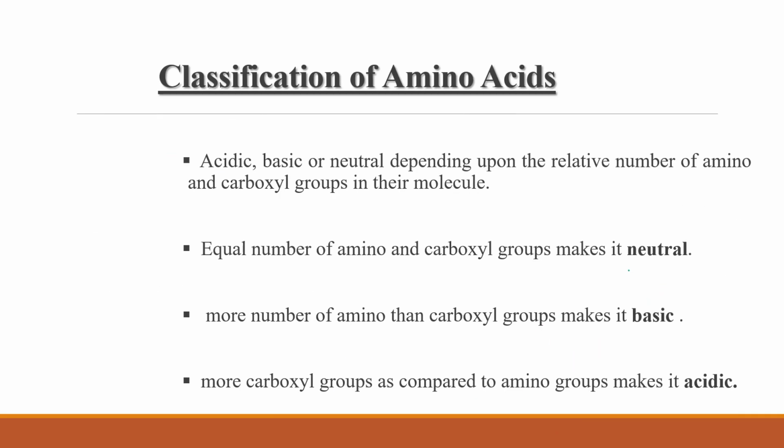Now, classification of amino acids. We can classify amino acids into three different categories: acidic, basic, and neutral, depending upon the relative number of amino and carboxylic groups in their molecule. If the number of amino and carboxylic groups is equal, then it is in the neutral category. If more amino groups are there, then we use the term basic. If more carboxylic groups are there, then we say acidic.